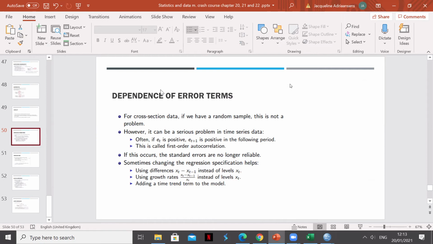And what you can do is sometimes change the regression specification. So you can use differences instead of levels. You can use growth rates or add a time trend. These are just suggestions, and you don't really need to know them, because we don't really know what to do if it happens. We only need to know to test for dependence or independence.